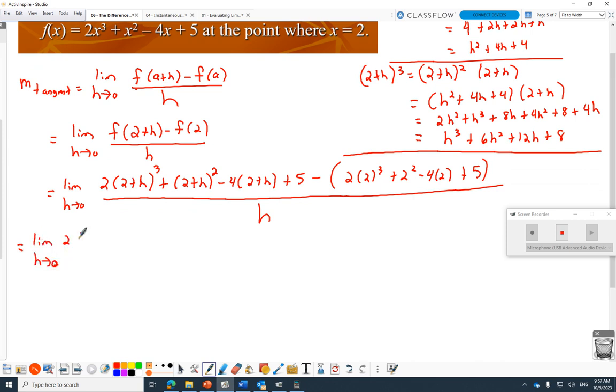Where was that 2 plus h cubed? H cubed plus 6h squared plus 12h plus 8. And then the 2 plus h squared was h squared plus 4h plus 4 minus 8 minus 4h plus 5. And then minus whatever this big mess in the bracket is. Let's not carry that around any longer.